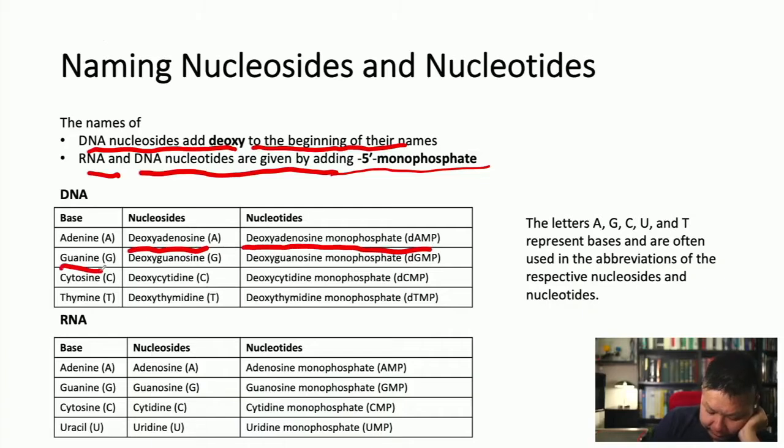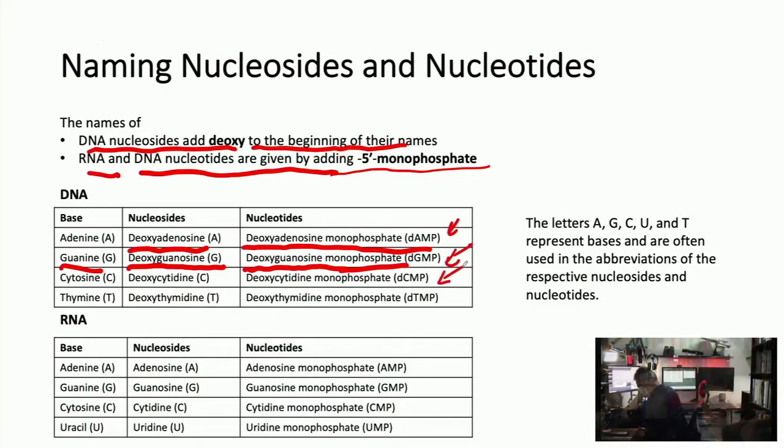Guanine in DNA in nucleoside form is deoxyguanosine. In nucleotide form it is deoxyguanosine monophosphate. We use these abbreviations a lot too, the dAMP and the dGMP, also the dCMP, and then the dTMP, right? Moving on to the bases, right?